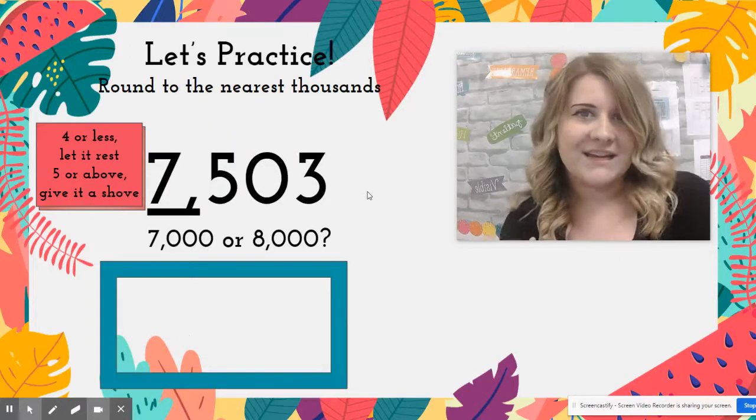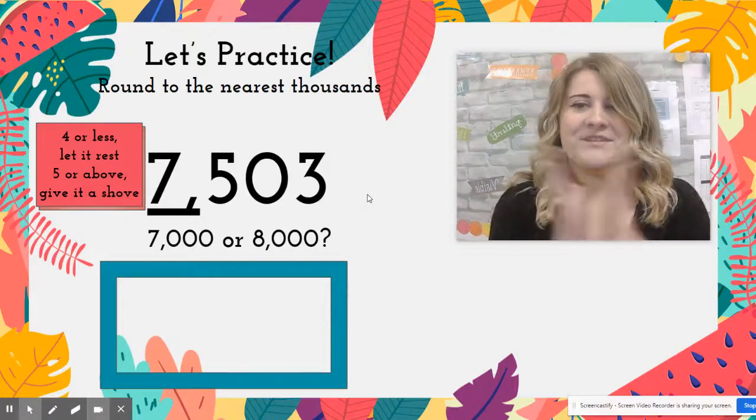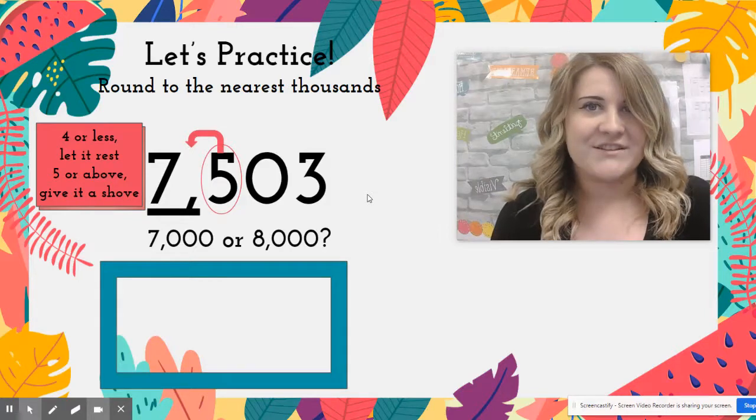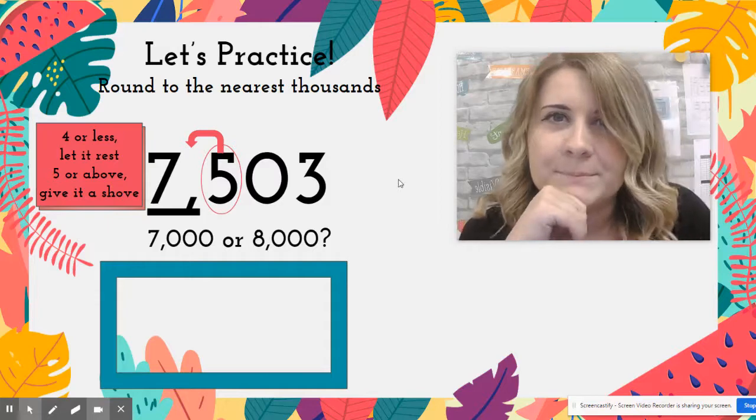Let's try one a little bit harder. I still think it's super easy though, okay? So we're going to underline the 7. We're going to spotlight the 5. The 5 is going to tell the 7 to shove up or rest. What do you think?